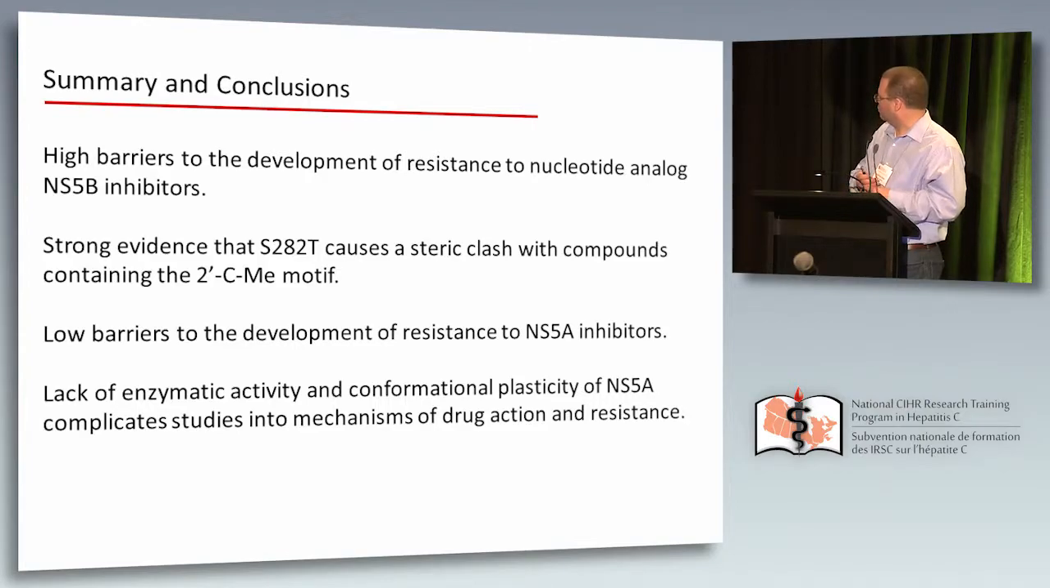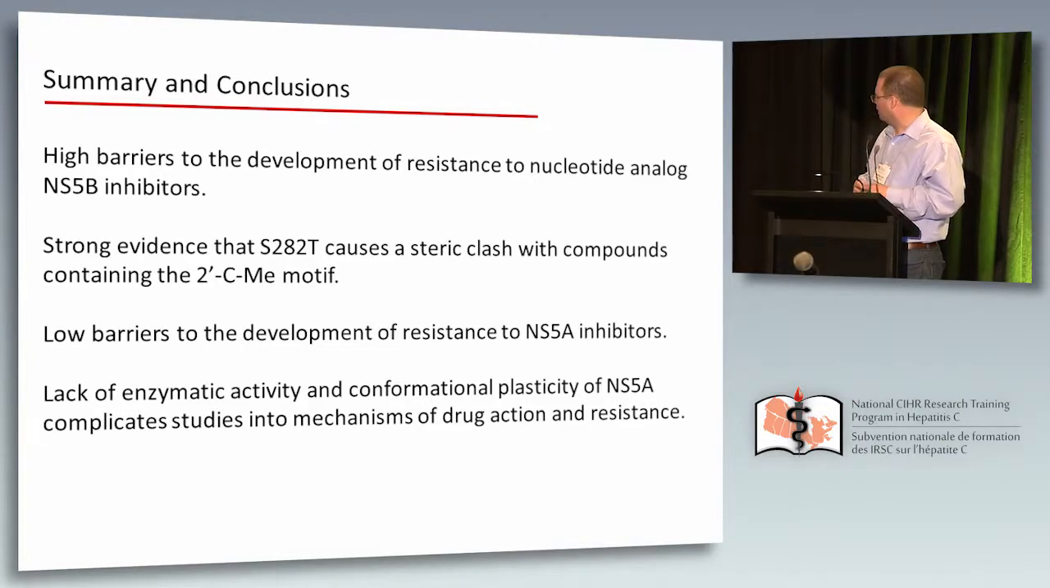So in conclusion, just for NS5B and NS5A, there are high barriers to the development of resistance to nucleotide analogs. And in terms of the mechanism, there's strong evidence that S282T causes a steric clash with sofosbuvir and related compounds, specifically at the 2'-C-methyl moiety.